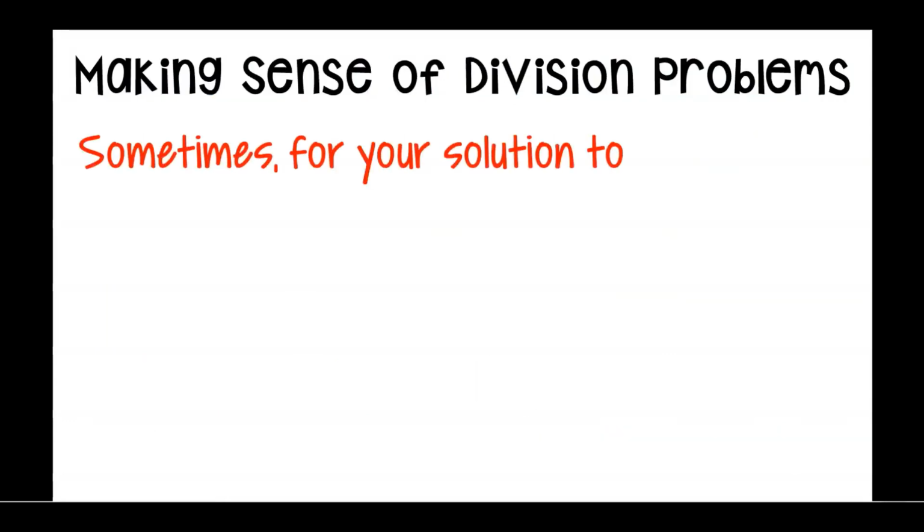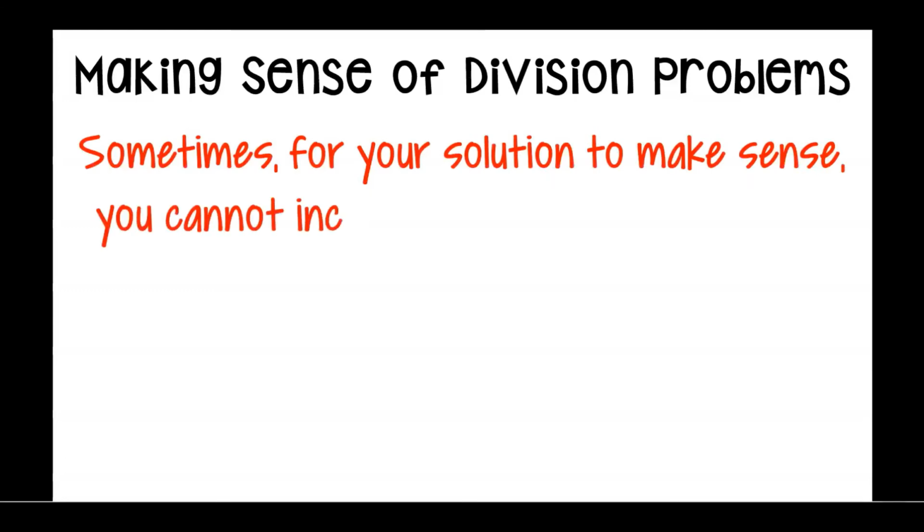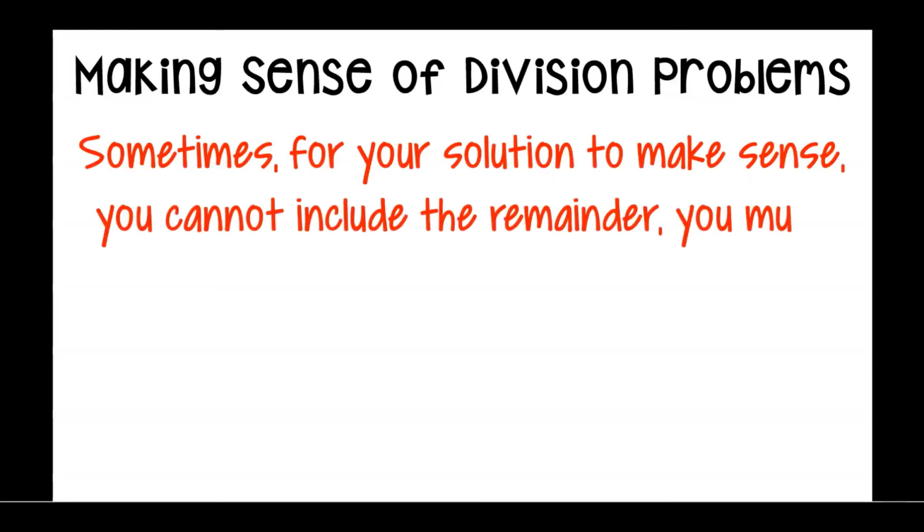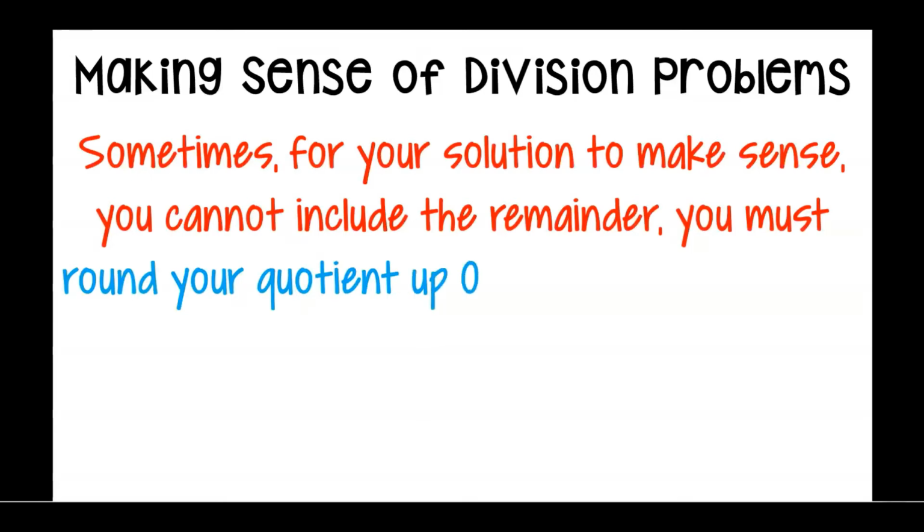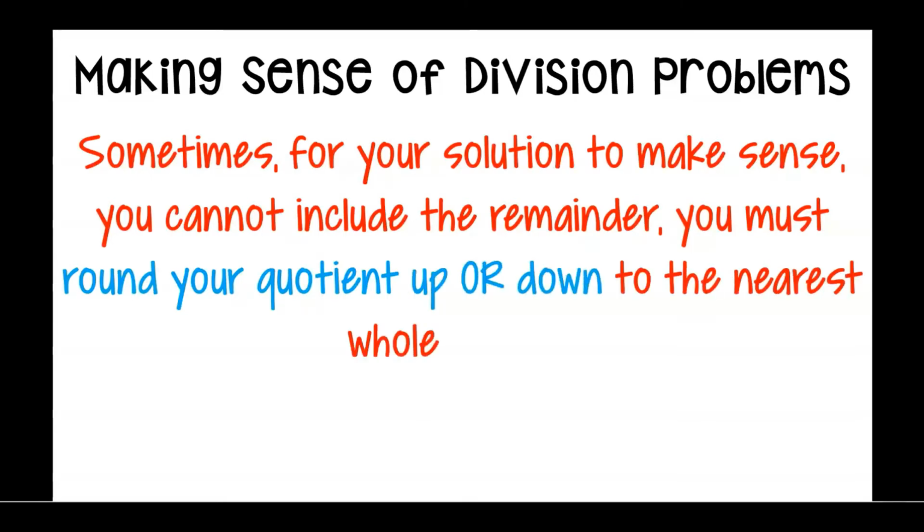Sometimes, for your solution to make sense, you cannot include the remainder. You must round your quotient up or down to the nearest whole number. Let's take a look at two different examples.